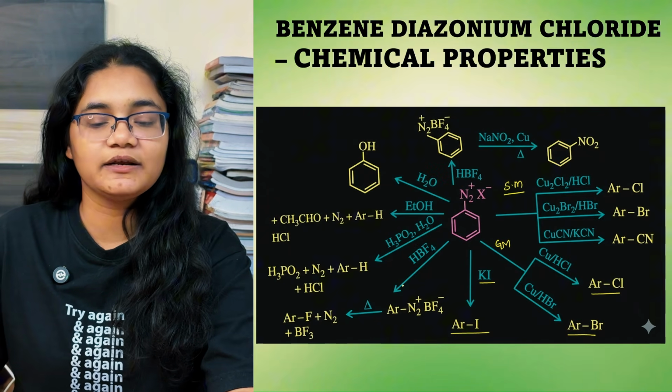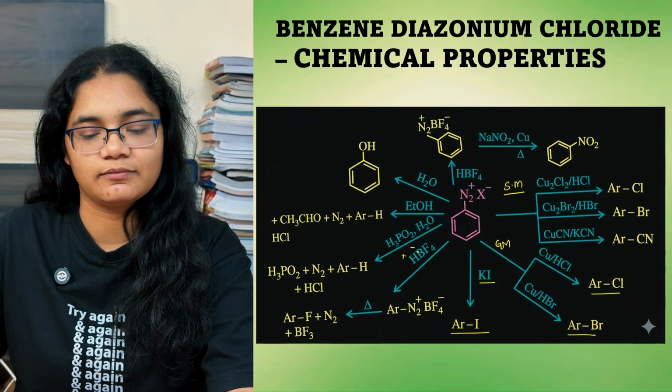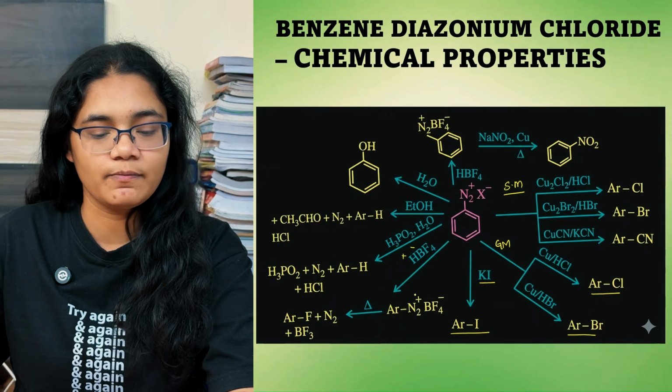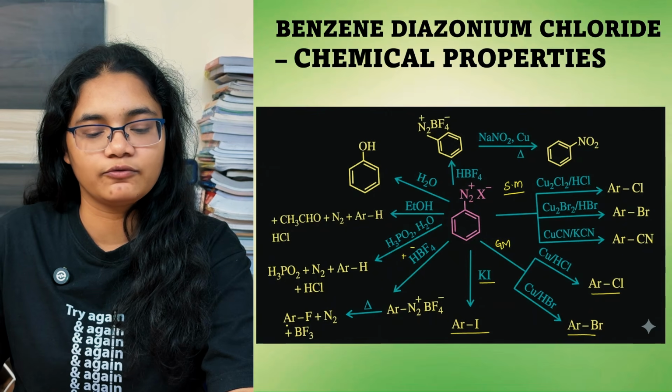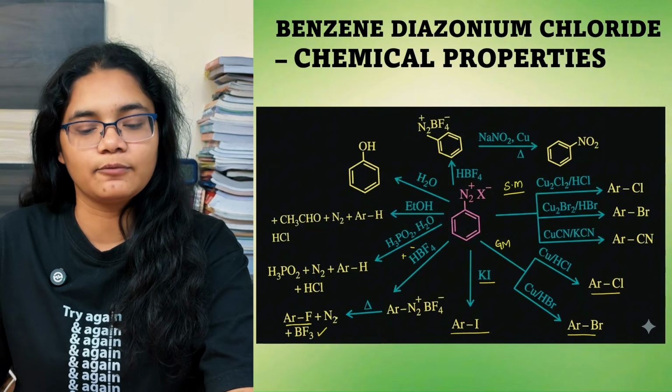Now coming to replacement with F minus, first of all you treat it with HBF4, this is plus and this is minus. Now N2 plus is there, BF4 minus will be there, this product will form. After that, if you heat it, N2 will go and fluorine will be added here. So ArF plus N2 plus BF3 will be the product here.